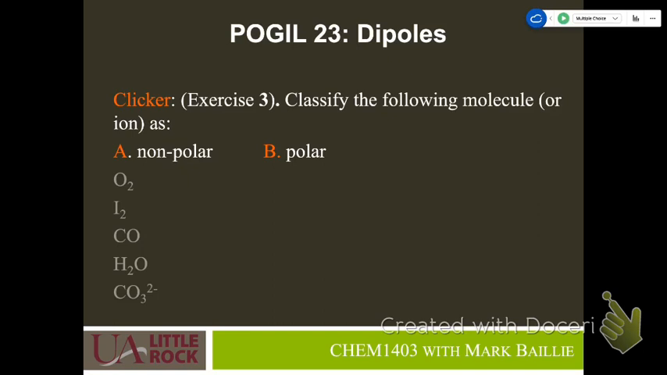What about CO3 2 minus? I would hope that you would need to draw out something in order to answer this question. There are a lot of steps to answer this.